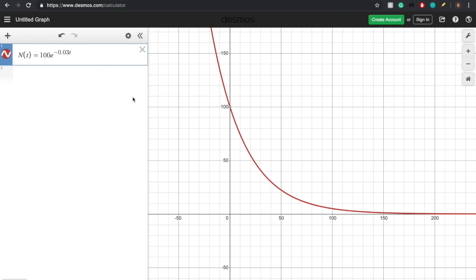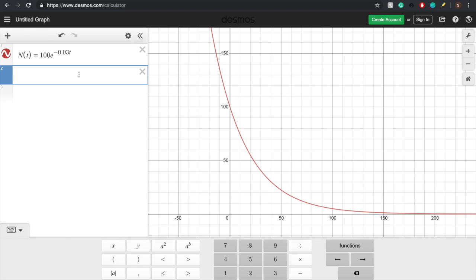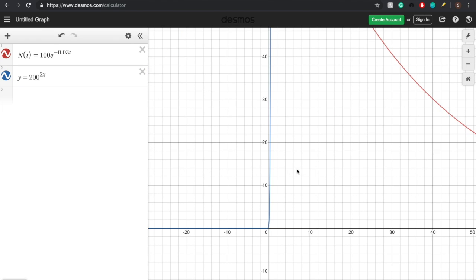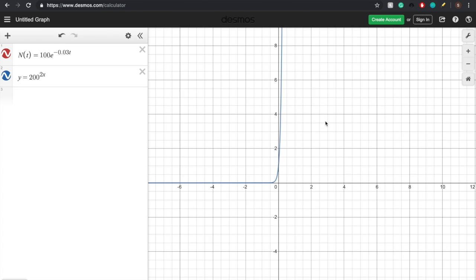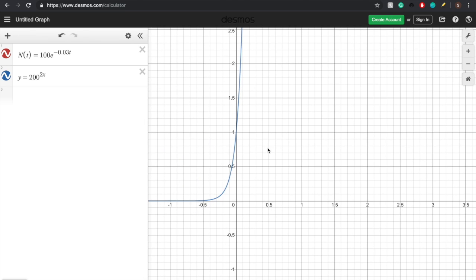So how does this graph work? Well, because there is a function up here in the exponent, we get an exponential function. So I'll give you another basic example. Let's say y equals 200 to the power of 2x, right? Obviously it looks like one line going across here and one line going up, but if we were to zoom in, we see that it is really a very fast growing exponential function, right?